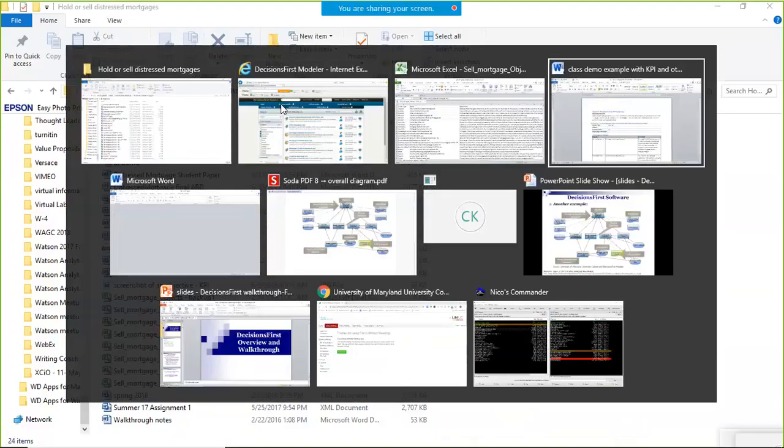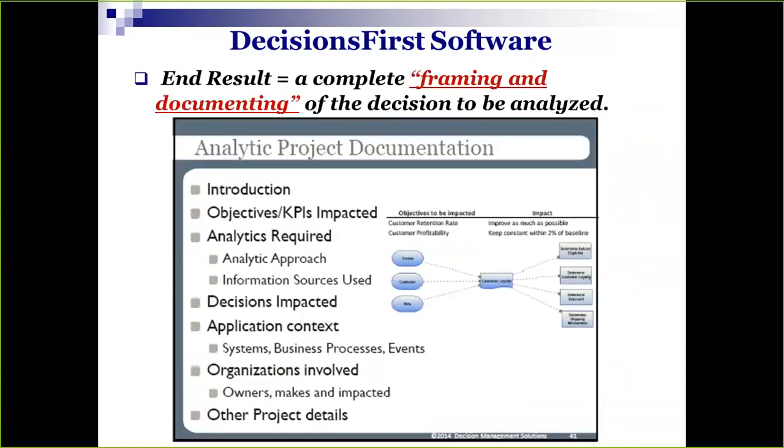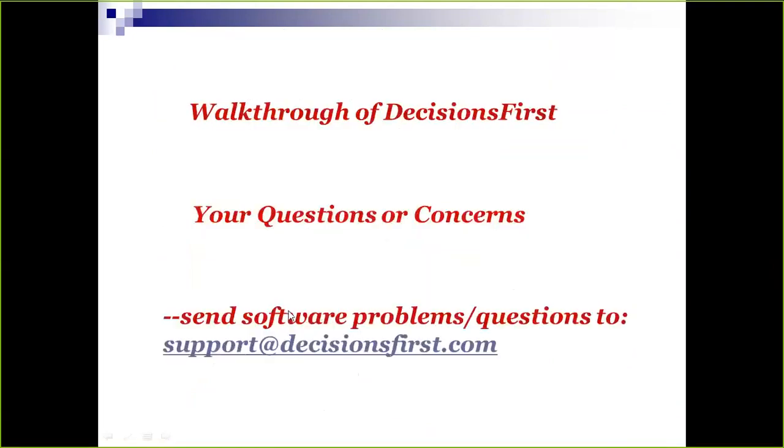Okay, well, let me go back to my slides because there's a couple of key things I want to give you an example. So first of all, when you get all done, this is what you're going to have. The analytics project document. You're going to have full documentation. There should be some KPIs or objectives in there, key performance indicators. There should be at least one analytic approach. There's going to be information sources, decisions, etc.